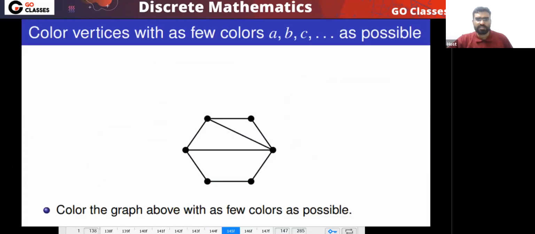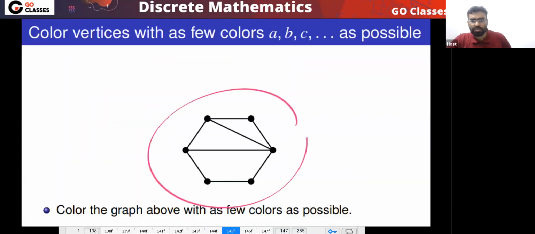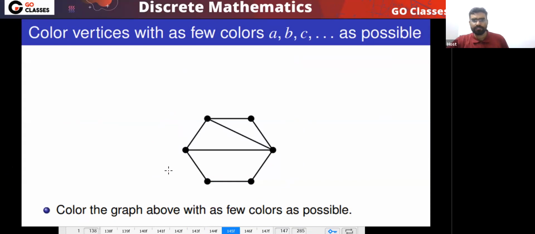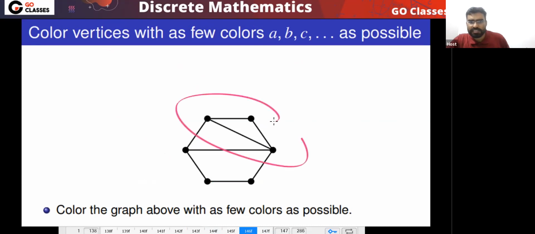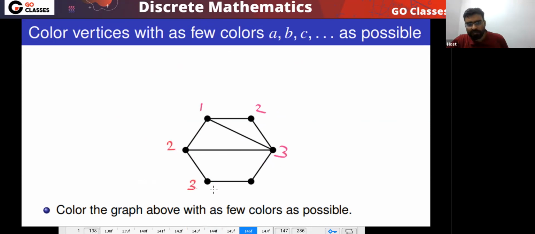So we have seen all the questions. For this question, what will be the answer? Color the vertices with as few colors as possible, the minimum number of colors you need. Again, there is a cycle. You can start with 1, 2, 3. Then you can reuse color number 2 here, color number 3 here, and color number 1 here. So the chromatic number here will be 3.